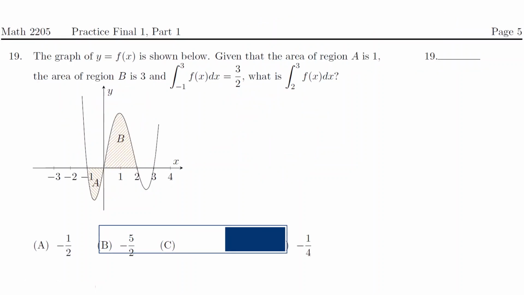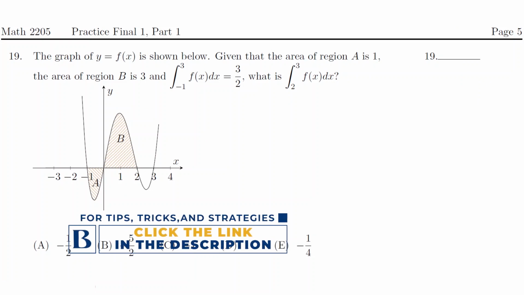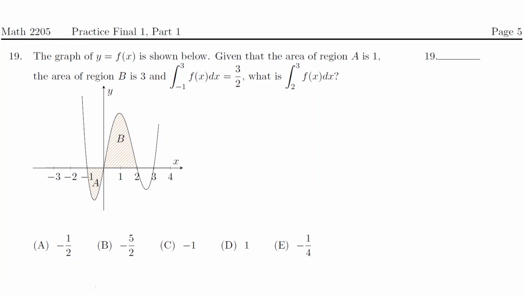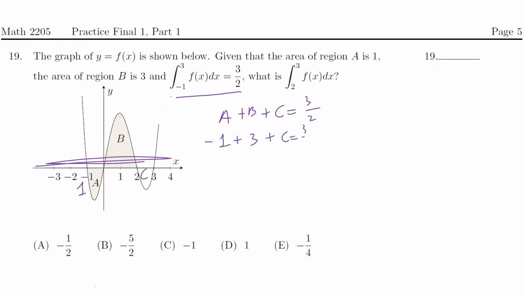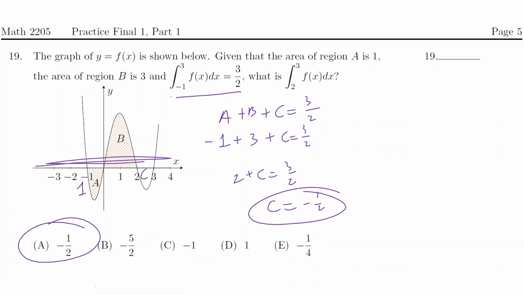All right, here. Also quite challenging, but if you really think about it. We know that the integral between -1 and 3 is 3/2. So this whole thing, a plus b plus c, is equal to 3/2. That's all we know at this point. Now, b is equal to 3, a is equal to 1, but since this region is underneath the x-axis, it's not going to be counted as 1, it's going to be counted as -1. So -1 plus 3 plus c equals 3/2. So 2 plus c is equal to 3/2. We move 2 to the other side, so c is equal to -1/2. That's A. Very simple again if you know what you're doing.